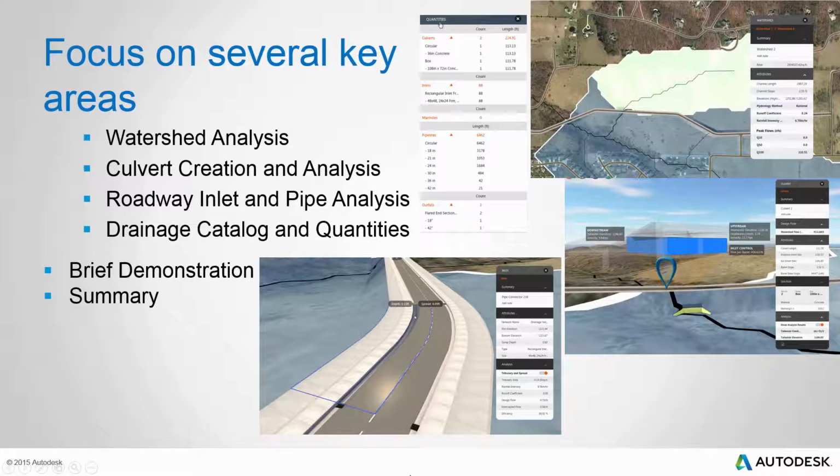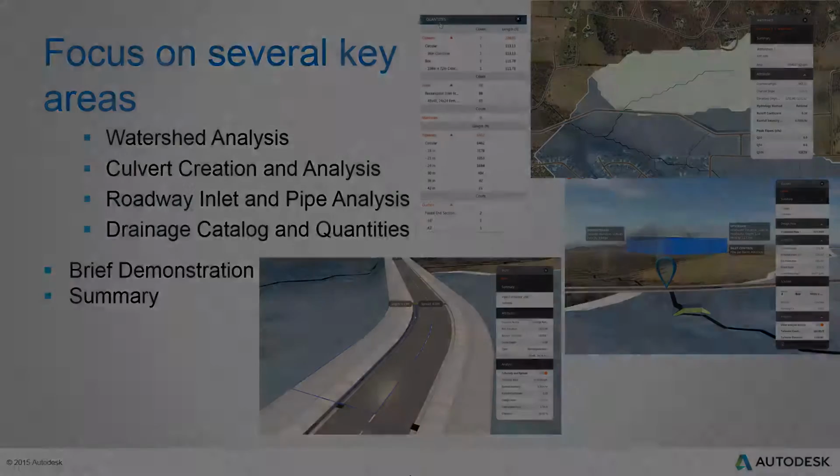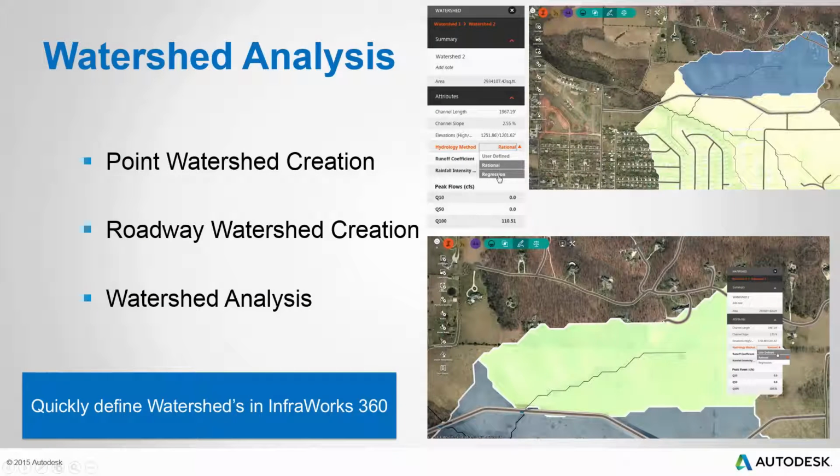In this overview, I'd like to focus on several key areas. The first key area I'd like to focus on is watershed analysis. The second would be culvert creation and analysis. The third being roadway inlet and pipe analysis. The fourth key feature that we will talk about today will be the updated drainage catalog and being able to pull quantities after you've created your final design inside of InfraWorks 360. We will have a brief demonstration for each key area that I discussed above, and then we'll have a summary at the end. So let's start off with watershed analysis.